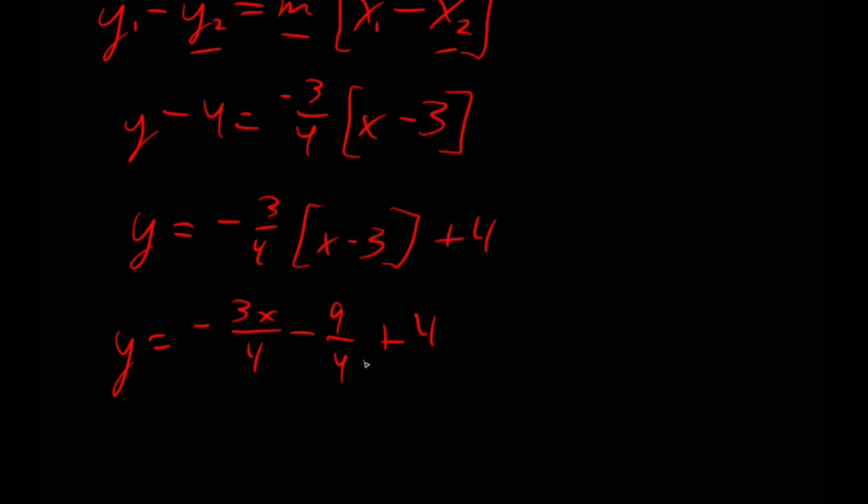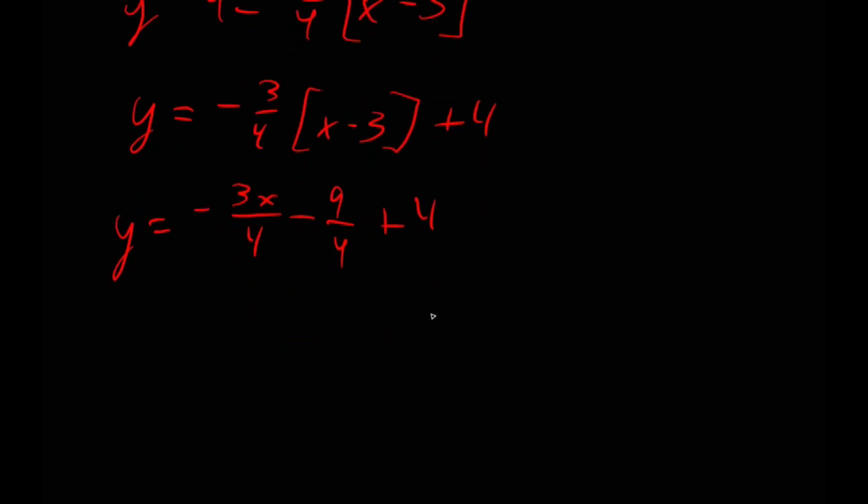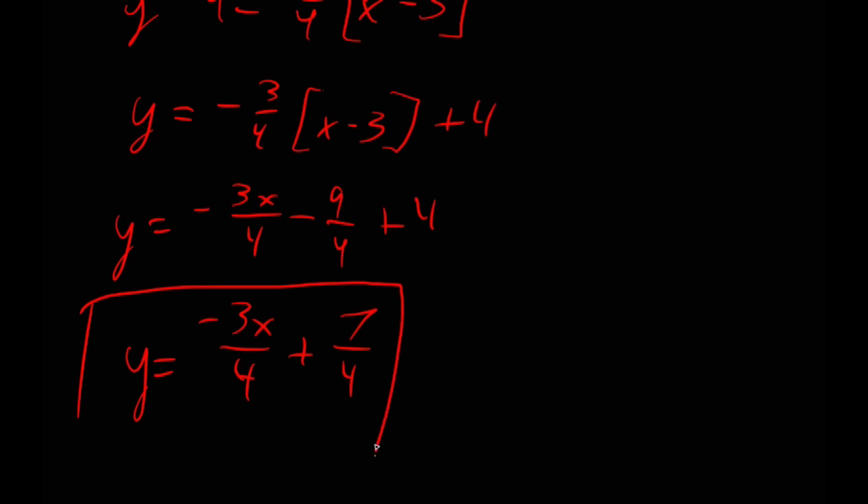Well, we have a plus 4, so let's just go ahead and add that in to our negative 9/4. So then we get y equals negative 3x over 4. And then if we add in, that's going to be 16/4 plus negative 9. So we subtract 9 from the 16 and we get plus 7/4. So there's our nice equation. There's our nice equation for the tangent line, I'm sorry, an equation of the tangent line.